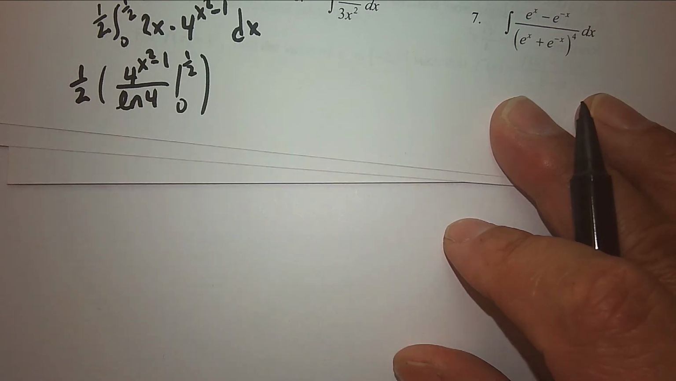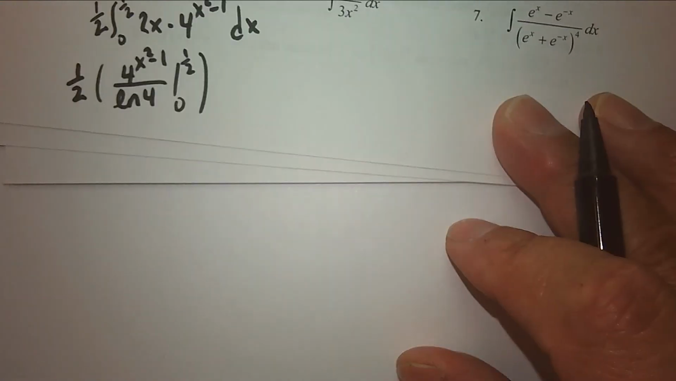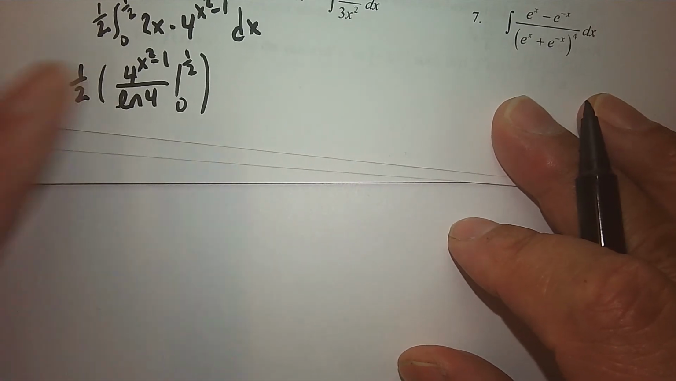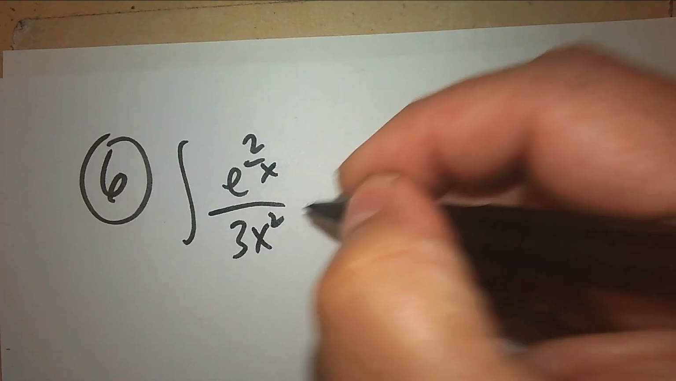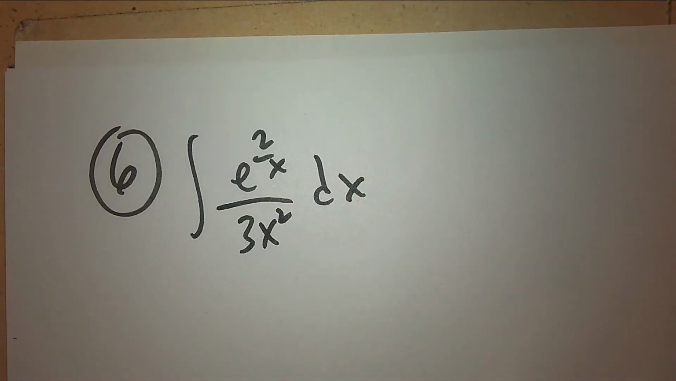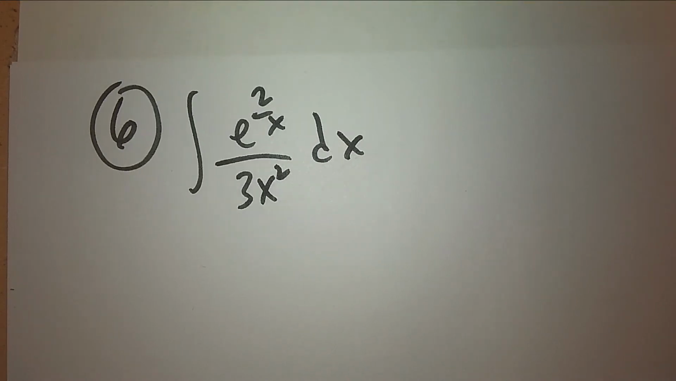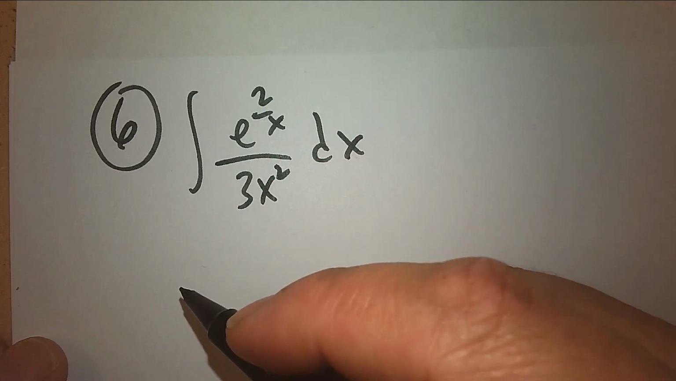All right, let's look at number 6. In fact, I'm going to write number 6 here and not run out of space myself. So, all right, other than giving up, what would you do next? You like that? I love that. Thank you, Candy.